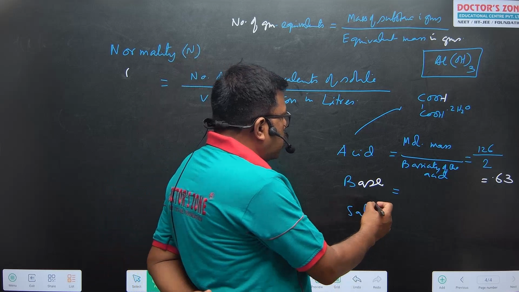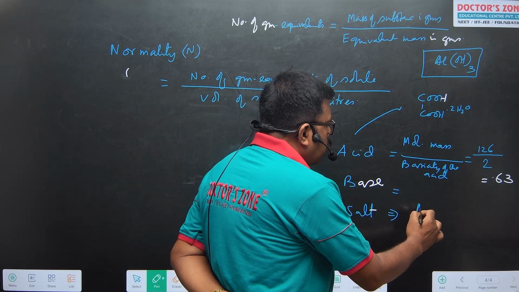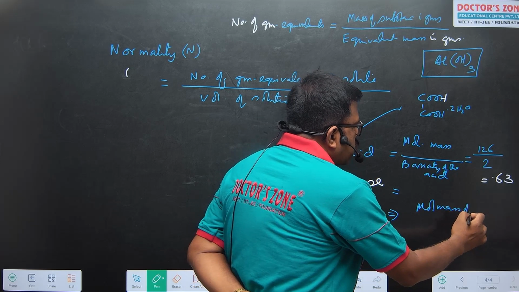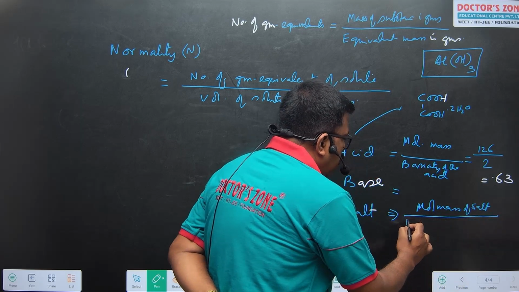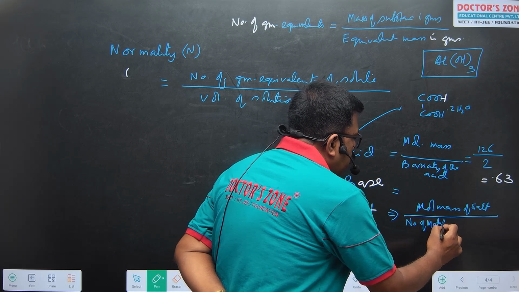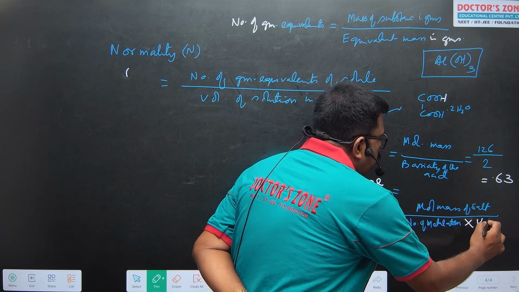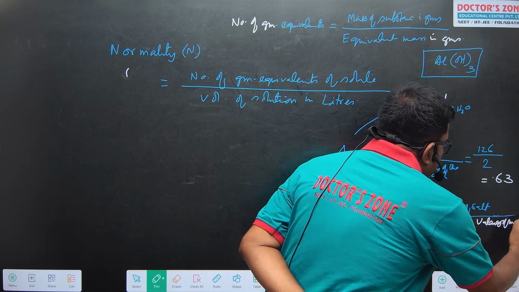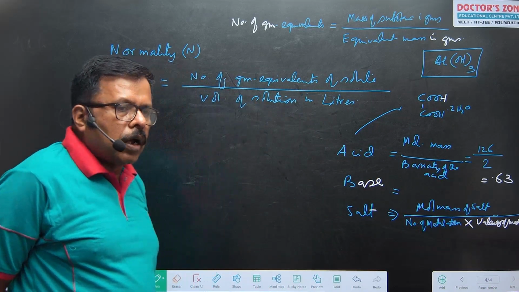Now what about salt? For salt, it is like this: molecular mass of salt divided by the number of metal atoms into the valency of the metal. This is how we get the equivalent mass of salt.